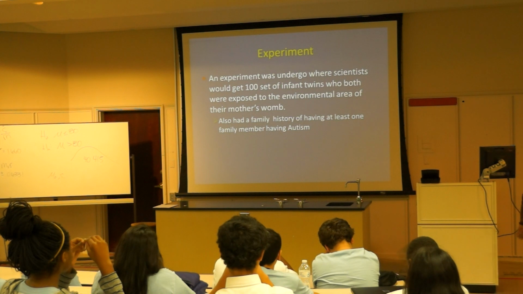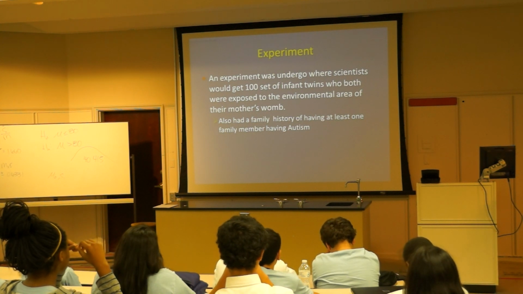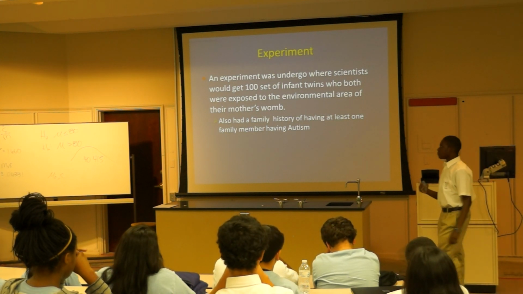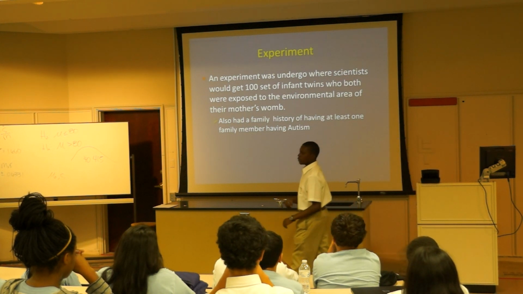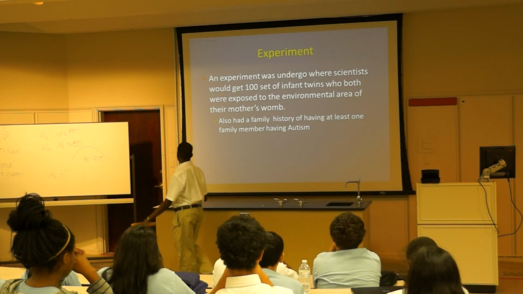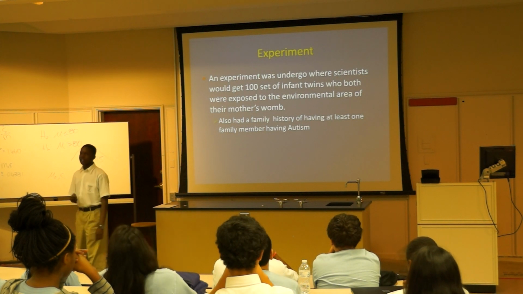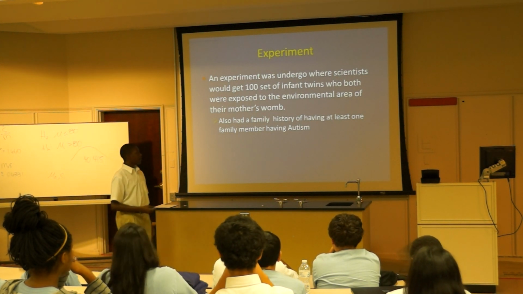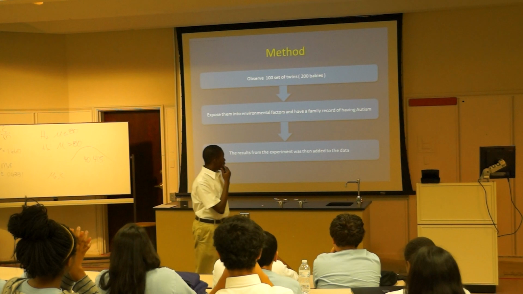The experiment was undertaken where scientists would give 100 sets of infant baby twins, and they're exposed to environmental factors in the mother's womb before they're born. And they also have a record of family members having autism. Next slide. The method.